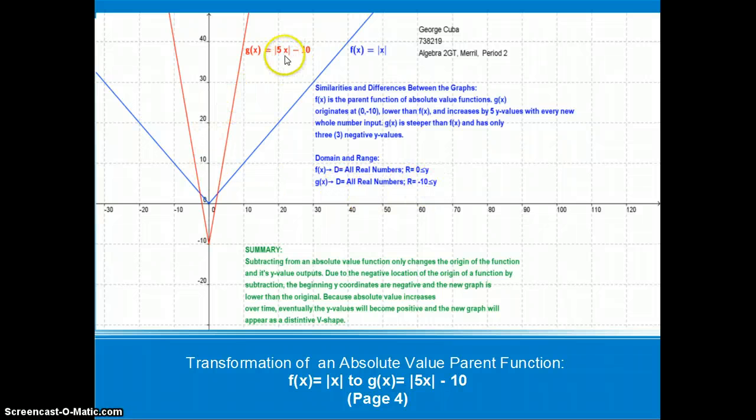So now describing this: since parameter a, or coefficient, is greater than 1, which is 5, our graph's slope is 5 times as steep as the slope of the neutral.